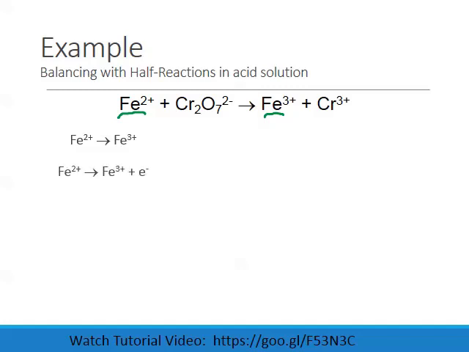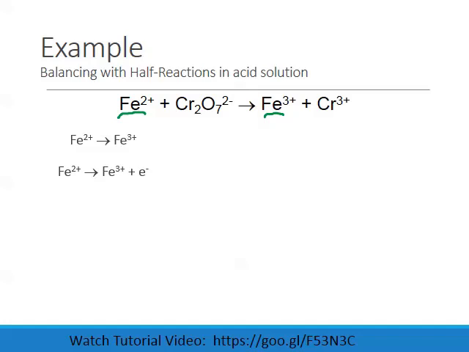Now, within that reaction, we can quickly balance it, because if you go through the rest of your steps, it said to balance the atoms other than H and O. Well, there's one Fe on both sides, that's done. It said balance the O's by adding water. There are no O's, so we're done. It said balance the H's by adding H plus. There are no H's, so we're done.